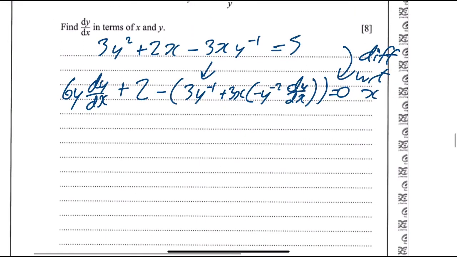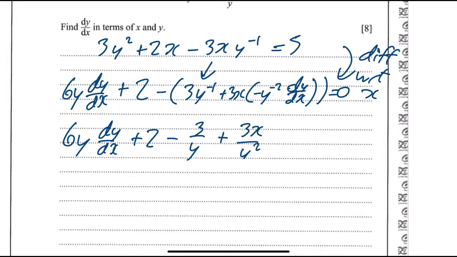So an absolute mess. Let's tidy it up a bit. That's 6y dy by dx plus 2, and that's going to be minus 3 over y. I'll write it like that. And then over here, that's going to be plus 3x over y squared dy by dx, which is equal to 0.